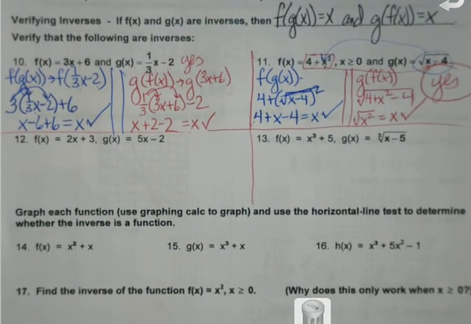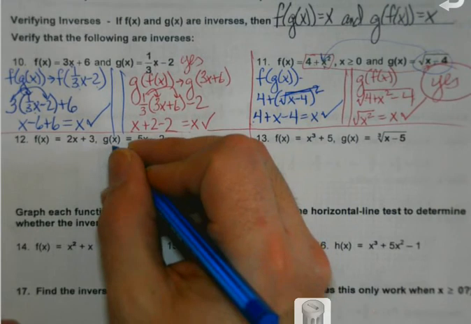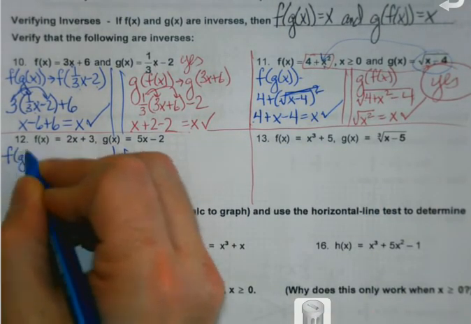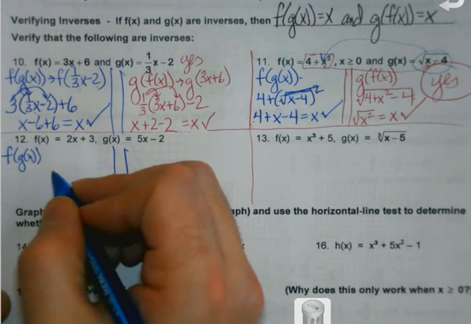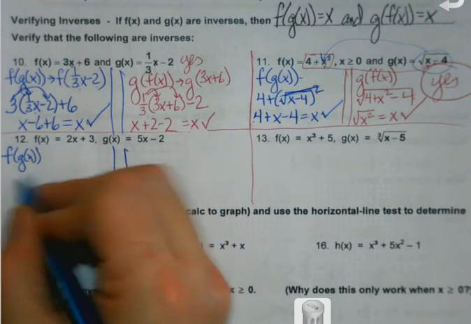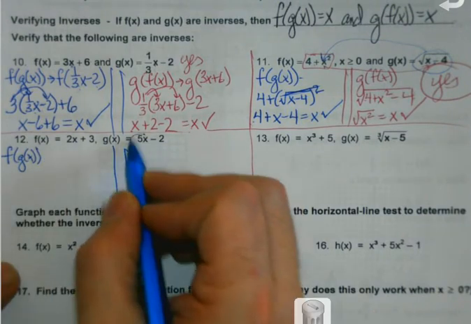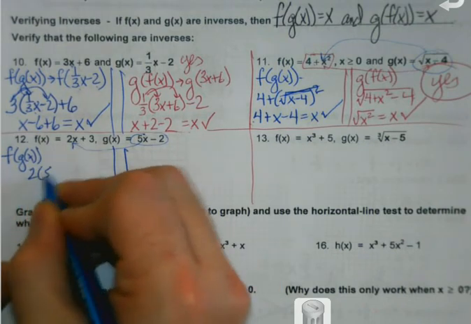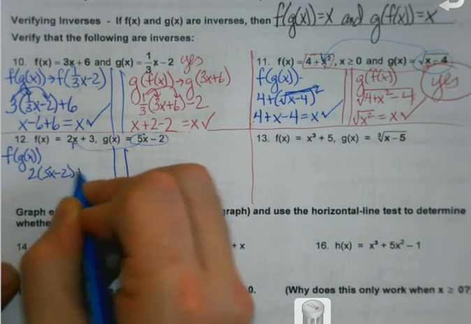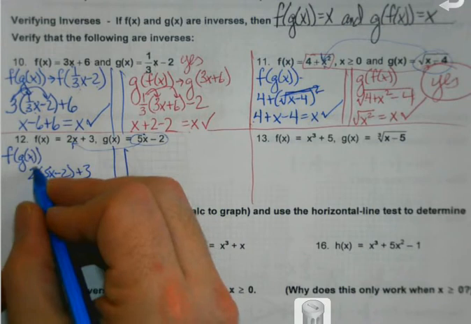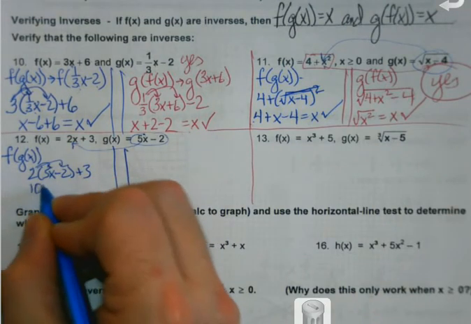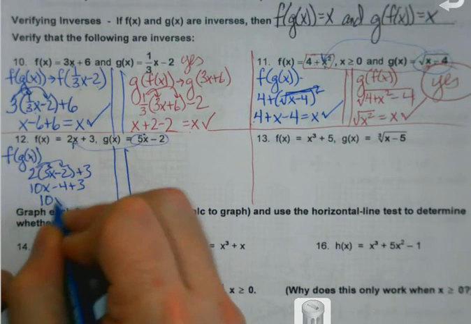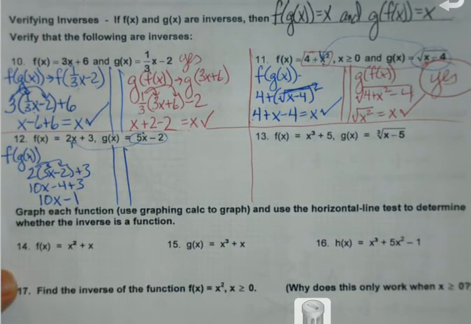You're like, all right, maybe this might be all right. So I keep looking at these, and I'm like, there's got to be one here that's not going to work, because he's not going to have all these work. Let's see if this one's the one. So f of g of x, let's see here. So g of x is going in. So 2 times 5x minus 2 plus 3. Distribute that out. 10x minus 4 plus 3. Uh-oh. 10x minus 1. That does not equal x.